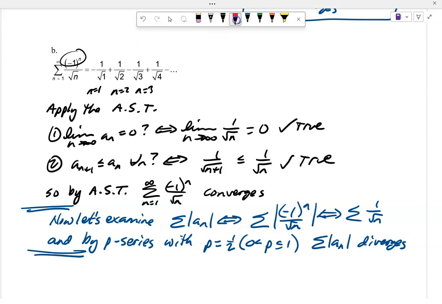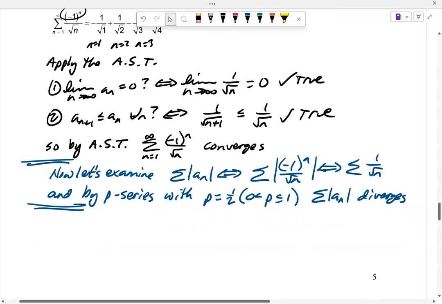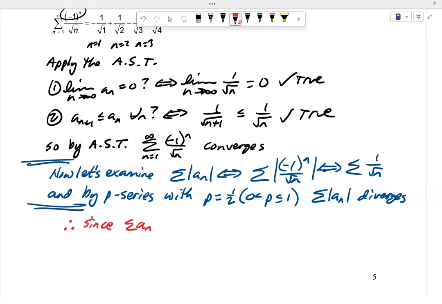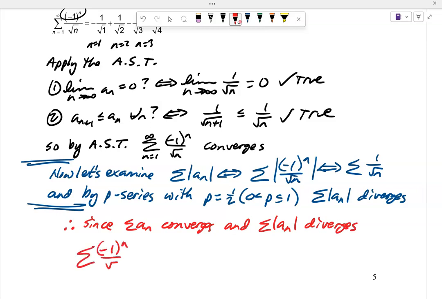So what can we conclude? Well, the original series converges, but the absolute value diverges. Therefore, let's write that out. Since the series converges, but the absolute value diverges, this is conditionally convergent.